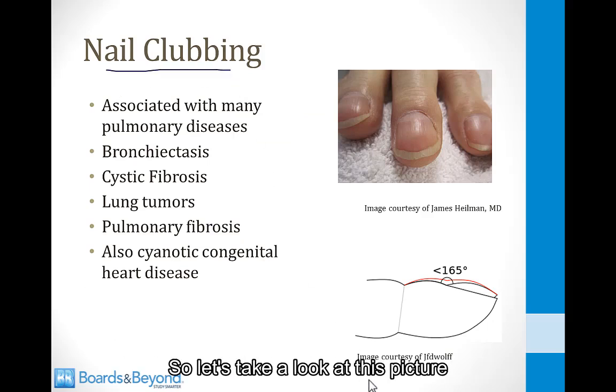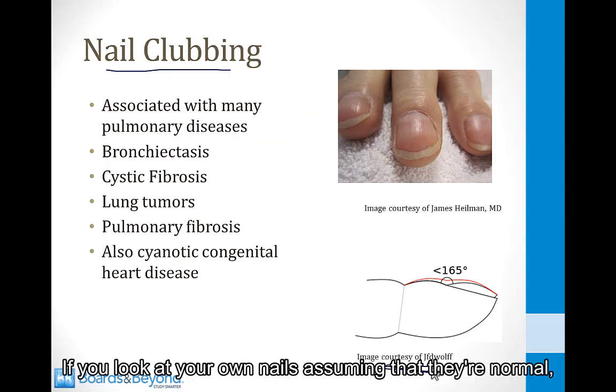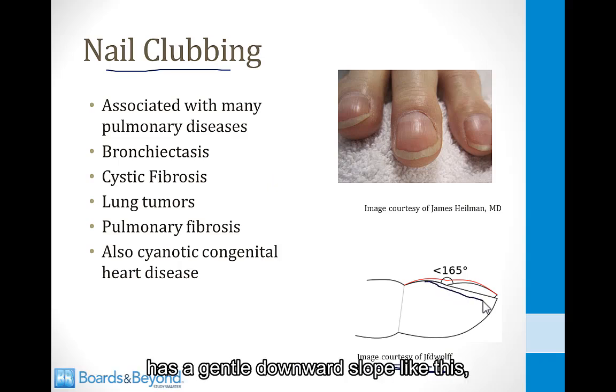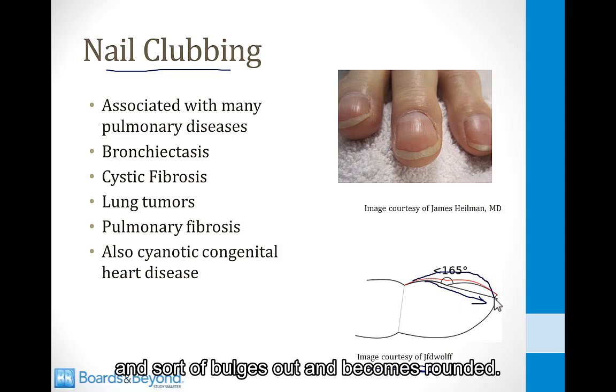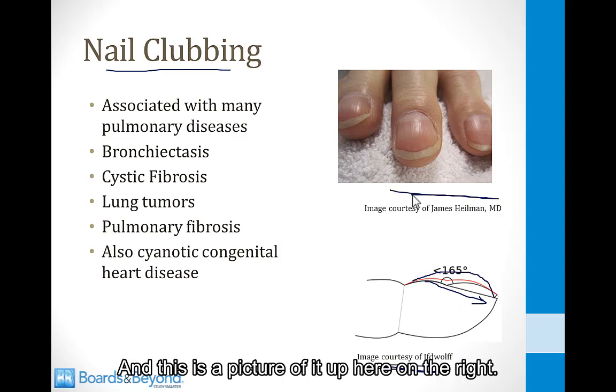The final lung physical exam finding I'll discuss is called nail clubbing. So let's take a look at this picture over here on the right. If you look at your own nails, assuming that they're normal, you'll see that the nail bed has a gentle downward slope like this. In patients with clubbing, the nail bed loses that downward slope and sort of bulges out and becomes rounded. And this is a picture of it up here on the right.